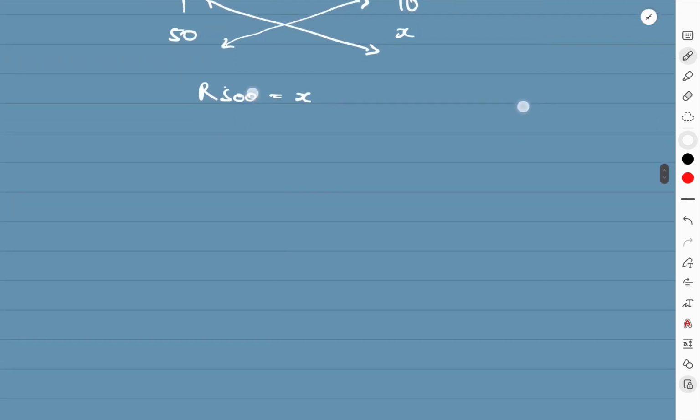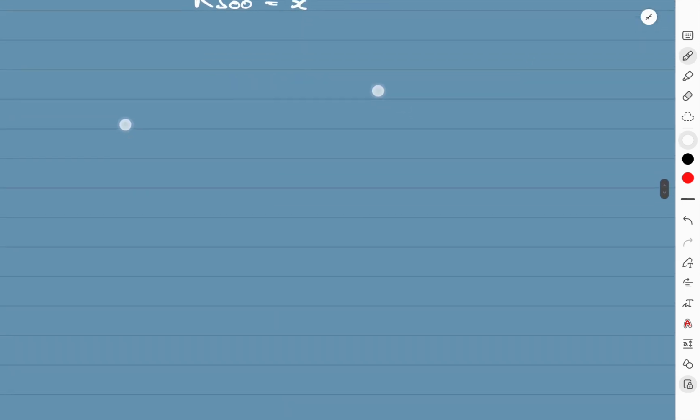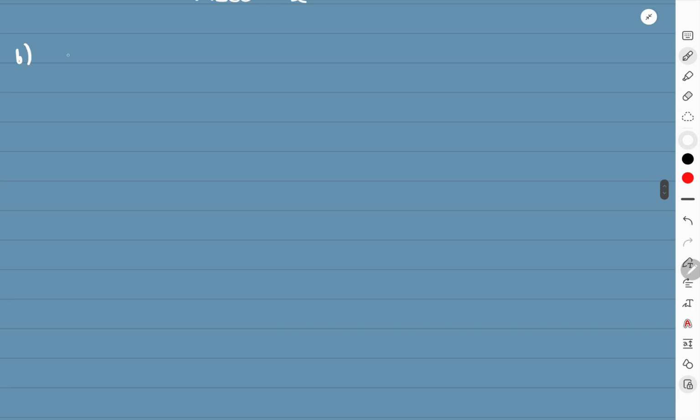Then we have B, whereby B says, how many dollars will you get with 50 rands? How many dollars will you then get with 50 rands? If you have $1, you have 10 rands. If you have $2, you have 20 rands. If you have $3, you have 30 rands. But then if you have 50 rands, how many dollars should you have?